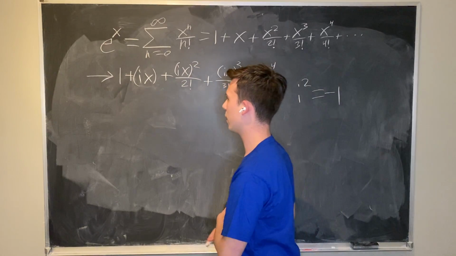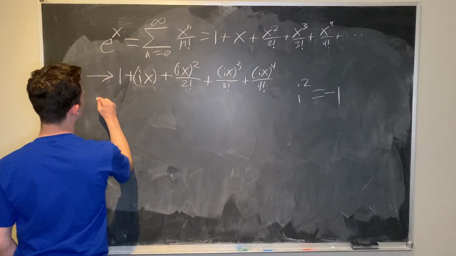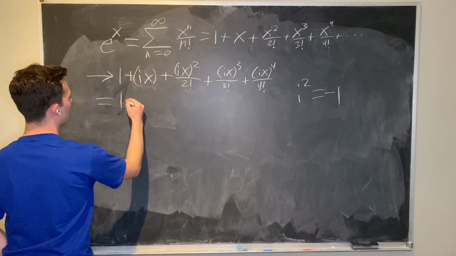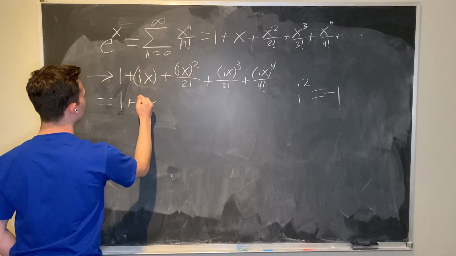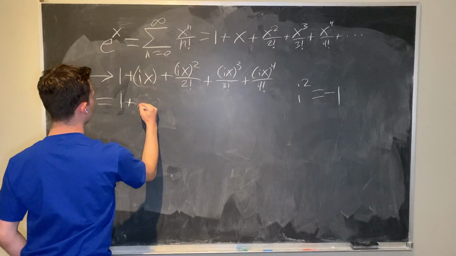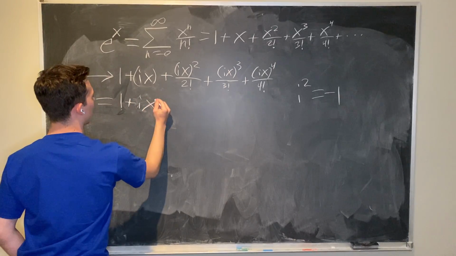So let's start thinking about it. So obviously this equals, well, so far 1, right? Because that doesn't change. Plus ix, again, nothing changes here. We're going to keep using parentheses, and actually, no, we're not, and we'll see why in a second. ix.